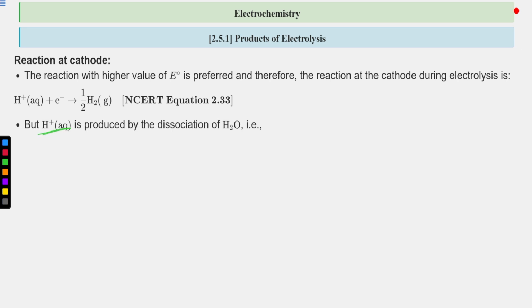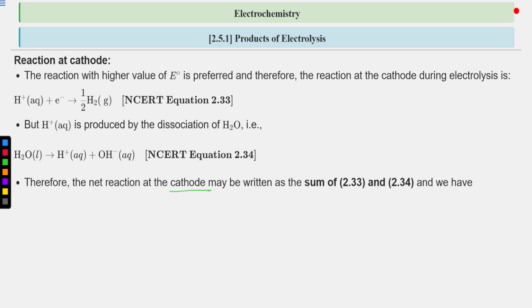But H positive aqueous is produced by the dissociation of H2O, because H positive is an ion and it will be produced by the dissociation of the H2O molecule. That is, when H2O dissociates into H plus and OH minus, we get the H plus. This is the equation marked as 2.34 in the NCERT.